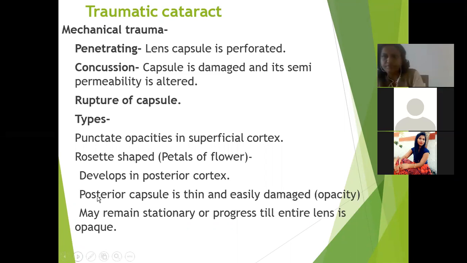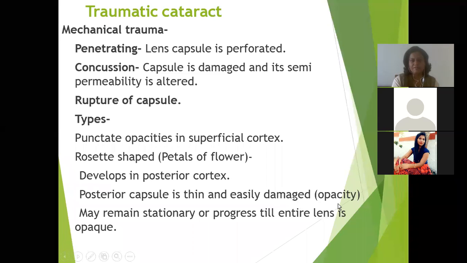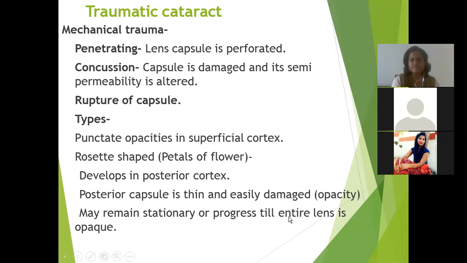In the types, there is a punctate opacity in the superficial cortex, a rosette shape, like the petals of a flower, seen in this mechanical trauma. They develop in the posterior cortex. The posterior capsule is thin and easily damaged, so it forms an opacity which may remain stationary or progress until the entire lens is opaque.